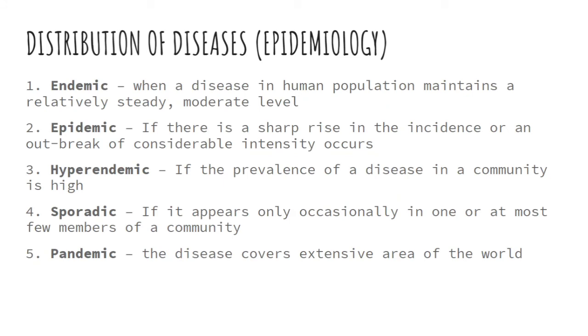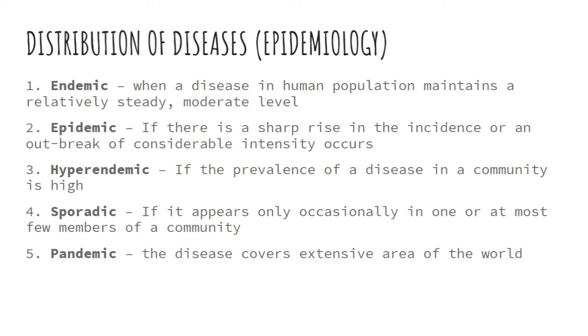Okay, and a brief review of the distribution of diseases for epidemiology. We have first endemic, when a disease in a human population maintains a relatively steady or moderate level. So endemic siya doon sa area na yon. Wala tayong magagawa, talagang yun na yung numbers niya or yung number of cases niya in that specific area. We also have the epidemic, if there is a sharp rise in the incidence or an outbreak of considerable intensity occurs. That is known as epidemic. So yung biglang pagtaas ng cases ng disease na yon in that particular area, that is epidemic.